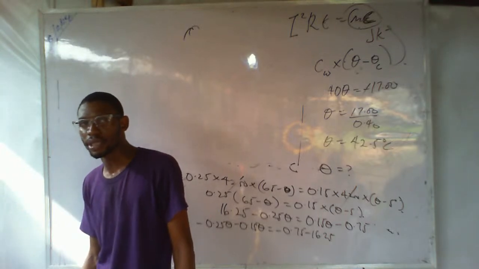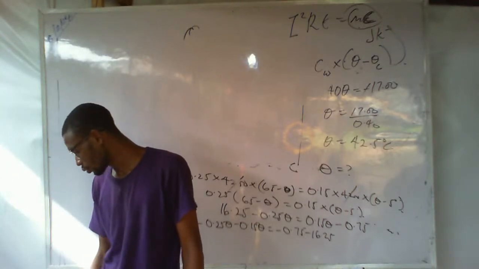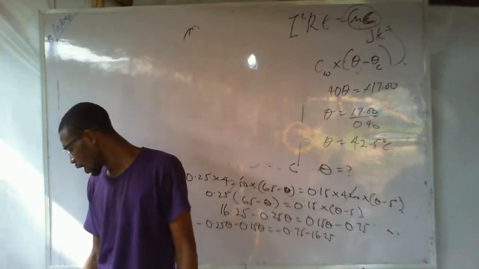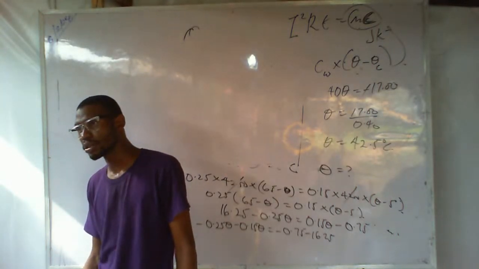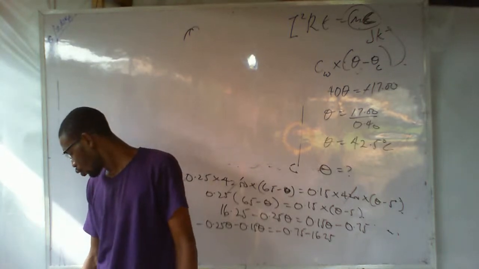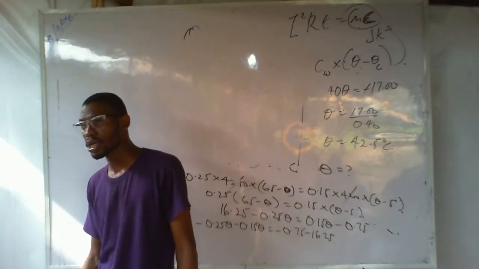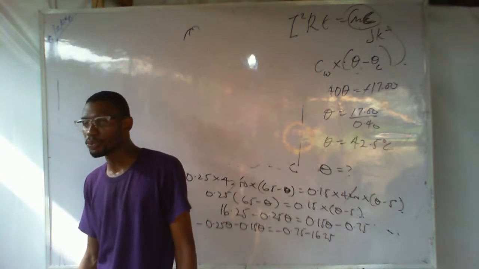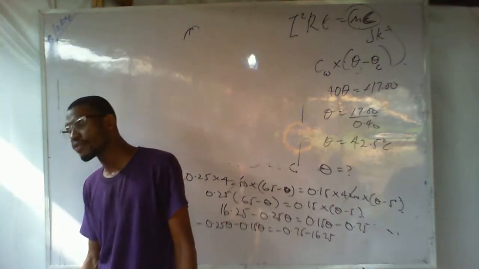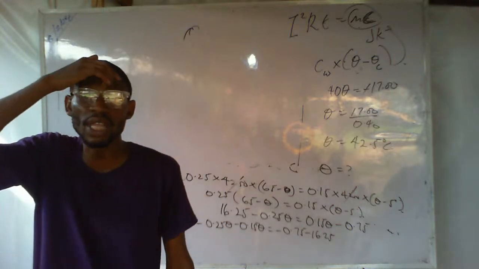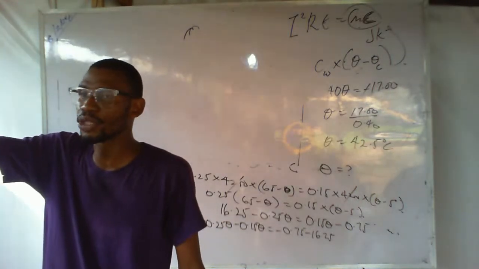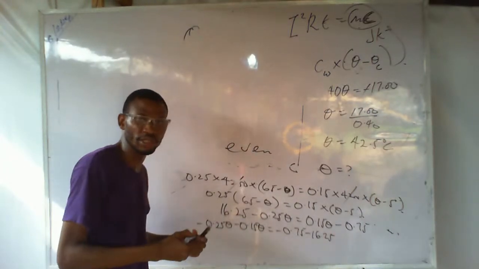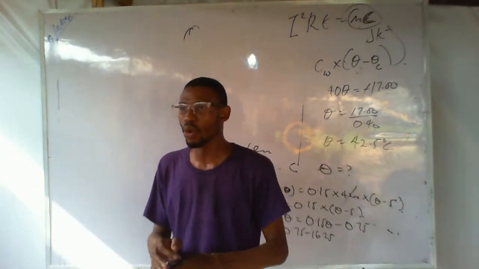Then lastly, number 3, the mixture should be gently stirred to obtain an even temperature. Please, everybody underline that. That's even temperature. I'll explain it. Some of you may not know what it means. To obtain what? Even temperature.